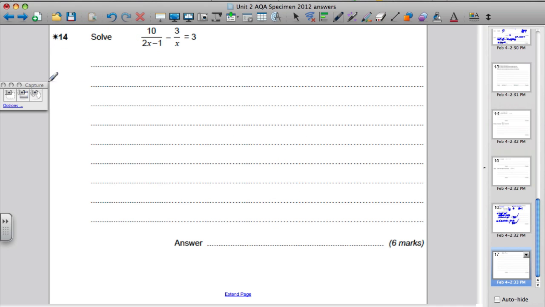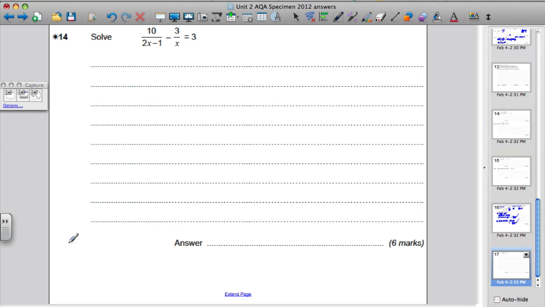Okay, last question. Algebraic fractions do tend to come up towards the end. They are quite difficult. We want to solve 10 divided by 2x minus 1, subtract 3 divided by x, is equal to 3. Now, step 1.